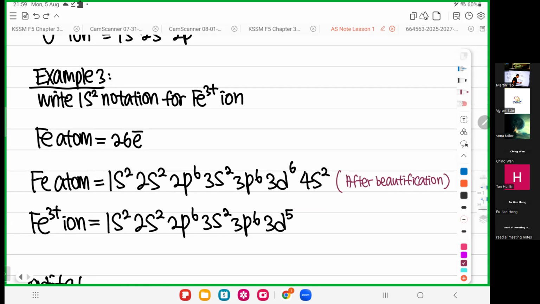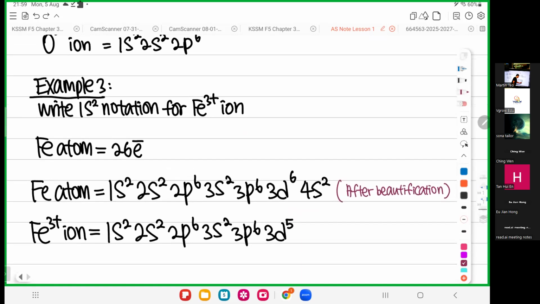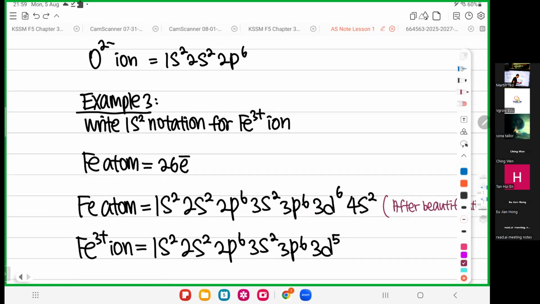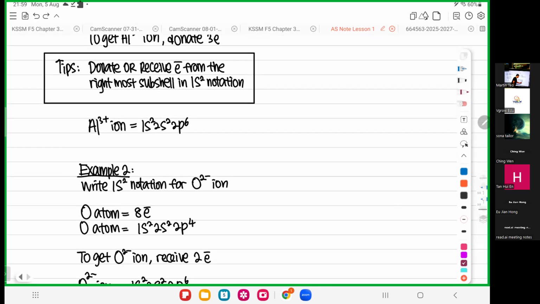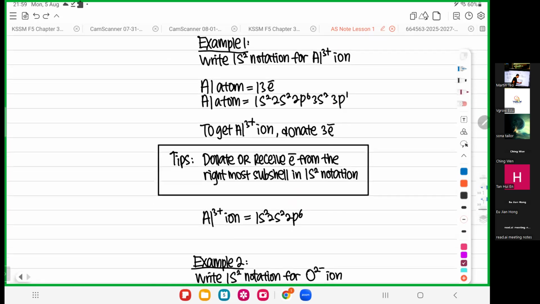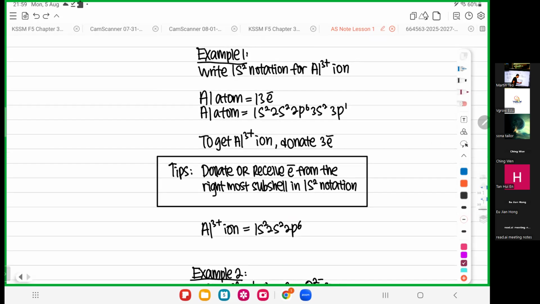Okay, so not very, very hard. With that being said, we are all done with the 1s2 notation. I hope everyone knows how to write 1s2 notation for your atom as well as for your ion. They are not hard.